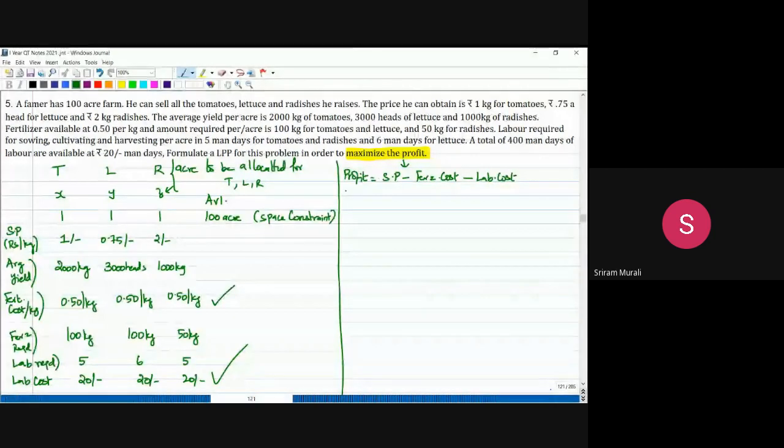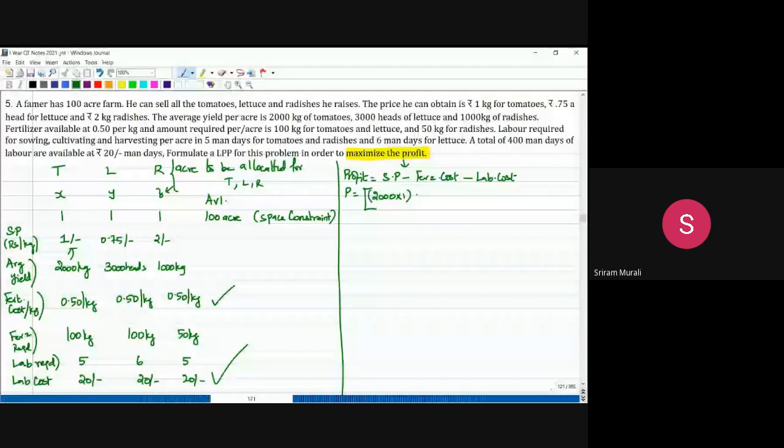Profit is equal to, what is the selling price for? This is for tomato. Whatever I do, this is for tomato. Likewise lettuces, likewise radishes we want to do. Now you tell me, for tomato how much is required? What is the selling price? 1 kg is 1 rupee. 2000 kg will be 2000 into 1. This is the selling price for tomato.